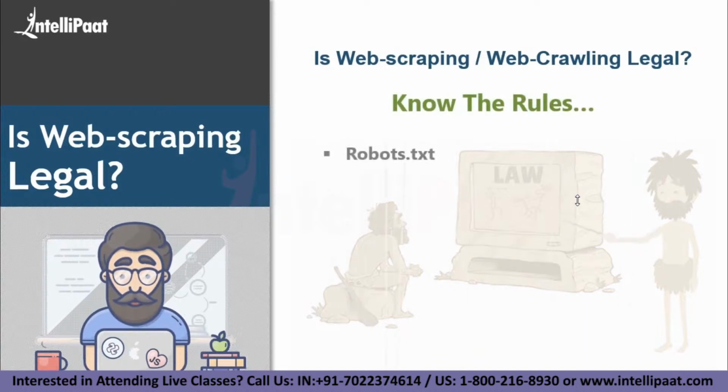The first one being robots.txt. Well, be it commercial or non-commercial, Indian, American or any website, one of the easiest ways to find out which websites allow scraping and which don't is simply by checking their robots.txt file. You can do it by appending /robots.txt at the end of the website URL you wish to scrape.